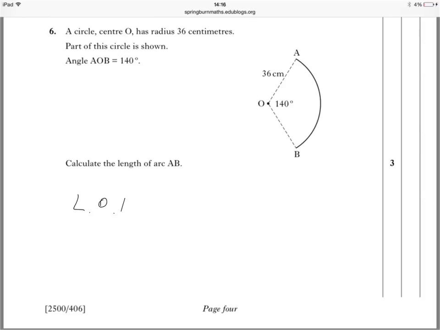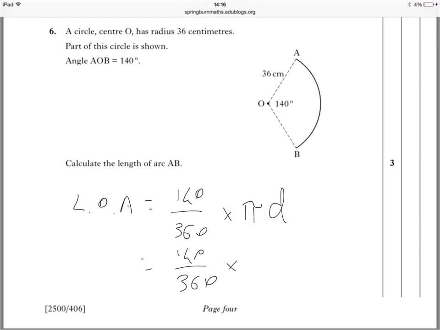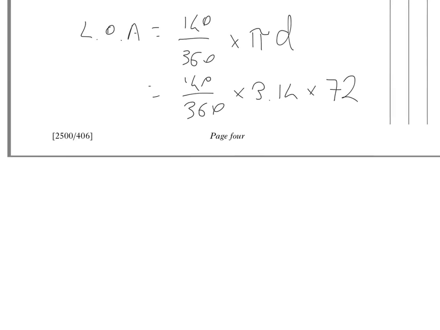So the length of the arc is equal to 140 out of 360 lots of the circumference, which is pi d. So that's 140 out of 360 lots of 3.14 multiplied by the diameter. So the radius is 36, the diameter will be 72. So 140 out of 360 multiplied by 3.14 multiplied by 72. So we can enter this into the calculator now.